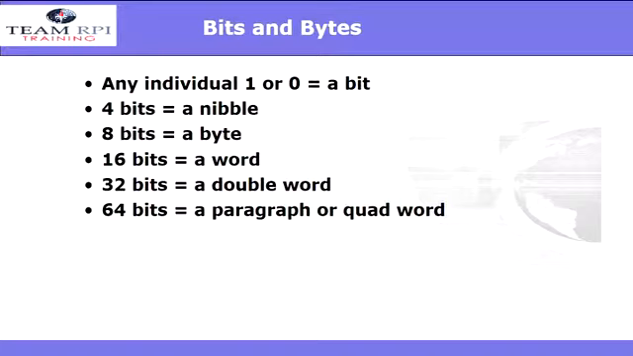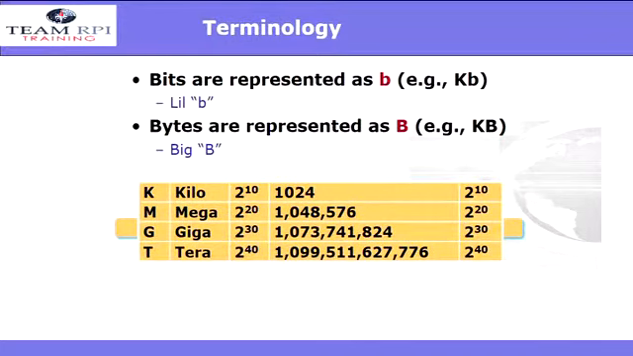Now, I know I'm throwing a lot of strange words at you, like bits and bytes, and all you have to do is understand a bit is a simple 1 or 0. It's the light in the box. 4 bits, we call that a nibble. 8 bits is a byte. 16 bits, a word. 32 bits, a double word. And 64 bits is a paragraph or a quad word. Most commonly you'll hear it used as a paragraph.